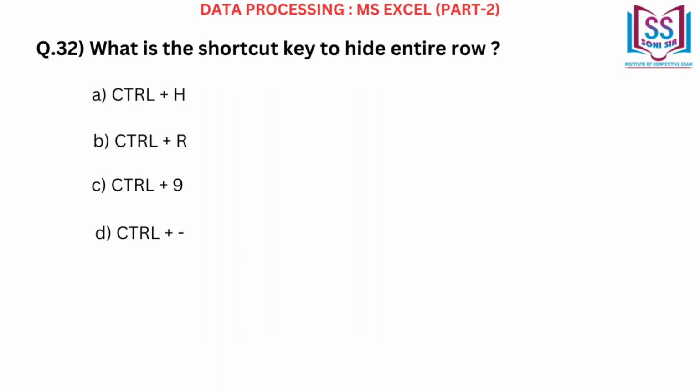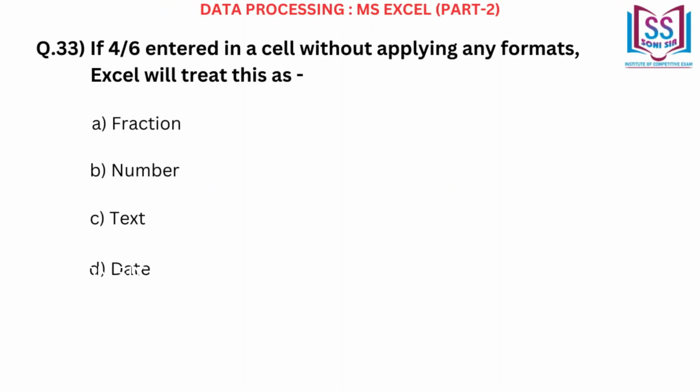What is the shortcut key to hide an entire row? A. Ctrl plus H. B. Ctrl plus R. C. Ctrl plus 9. D. Ctrl plus minus. Correct answer C. Ctrl plus 9.